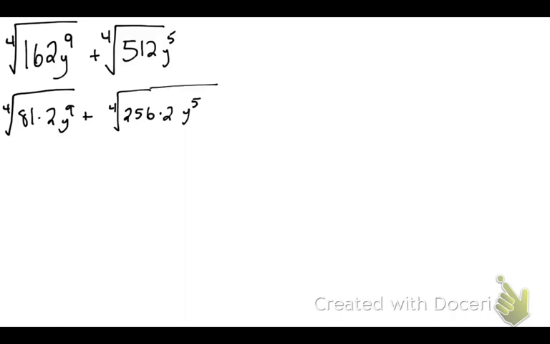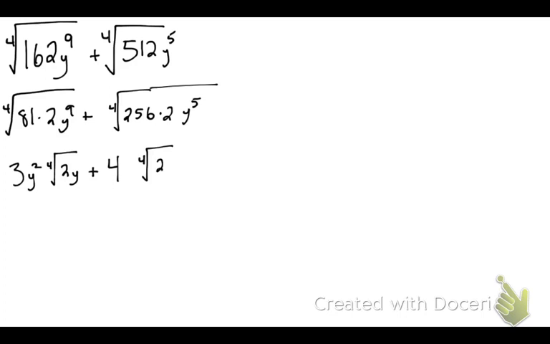The fourth root of 81 is 3. And that'll leave us with 2 on the inside. 4 goes into y to the 9th twice, so it'd be y squared with 1 left over, so y on the inside. Fourth root of 256 is 4. That'll leave us with the 2 on the inside.